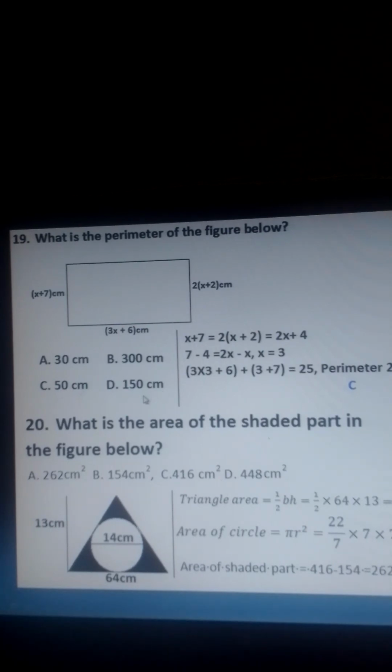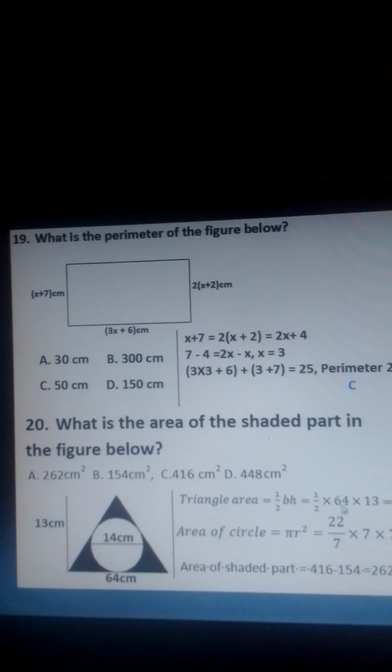And finally, we have question 20. What is the area of the shaded part in the figure below? We have this triangle and a circle that is inscribed in this triangle. So to get the area of the shaded part, we get the area of the whole figure, this triangle, minus the area of the circle, the unshaded part. So the area of the triangle is equal to half times the base times the height. The base is 64 centimeters, height is 13 centimeters. So I have half times 64 times 13.